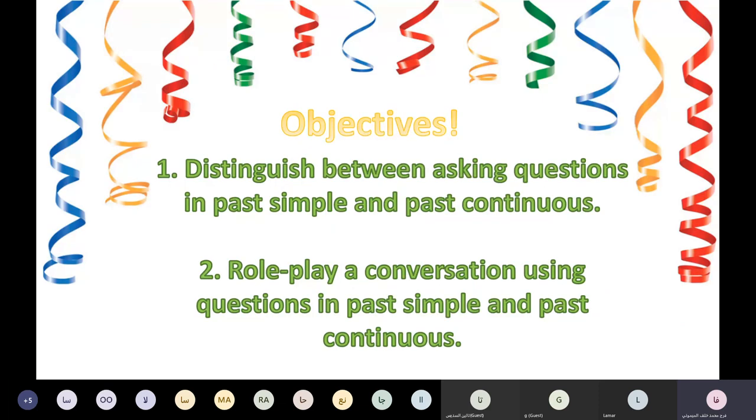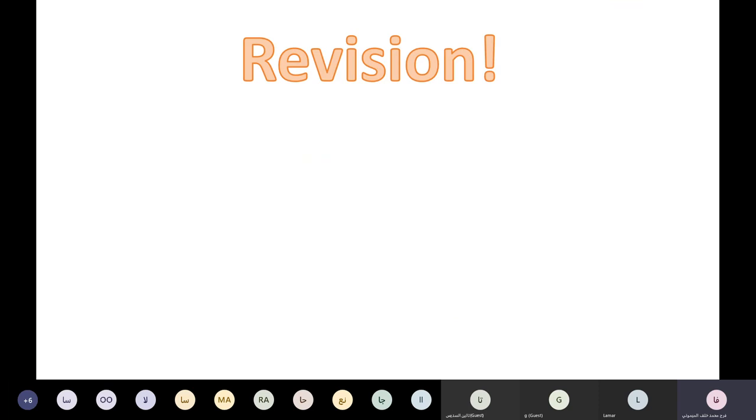Today's objectives are, number one, we're going to distinguish between asking questions in past simple and asking questions in past continuous, all right? And the second objective is role play a conversation using questions in past simple and past continuous. Let's get started. First, we're going to have a revision, all right, young ladies?